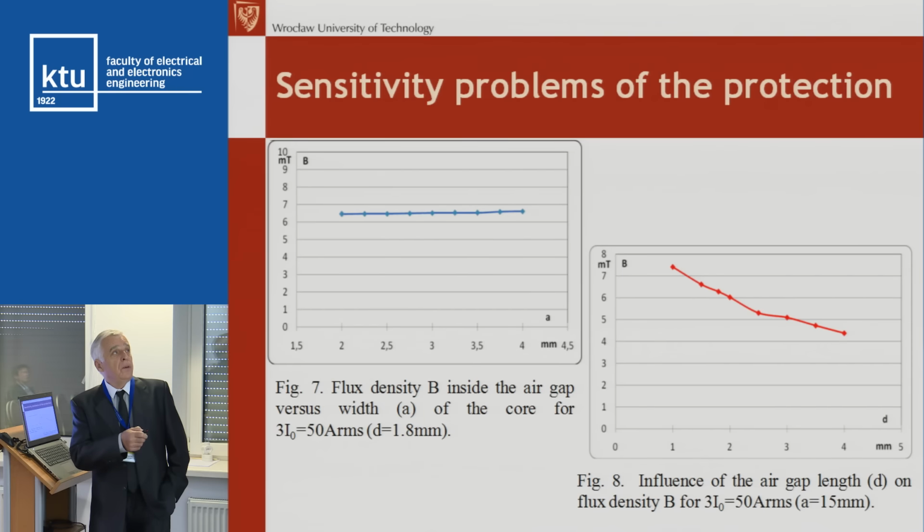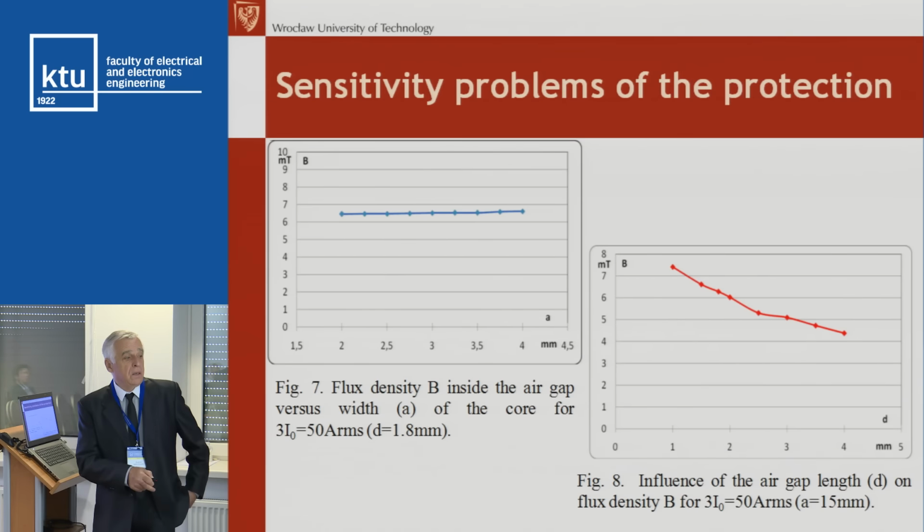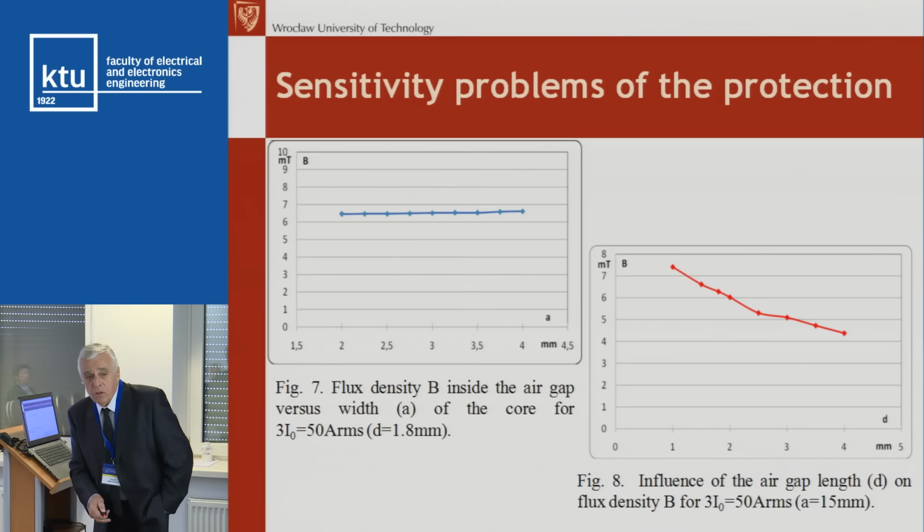Here you can find the flux density inside the air gap depending on the width of the core. For 50 amps, for example, you see that it doesn't depend on it. However, of course, it depends tremendously on the gap length, which is obvious.